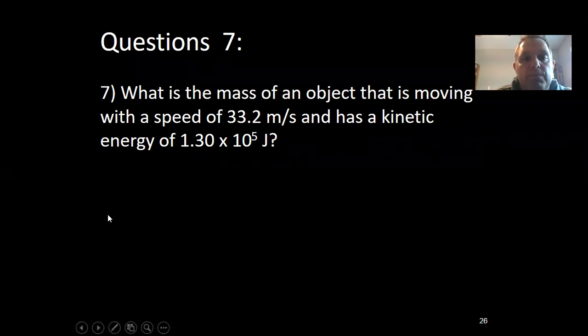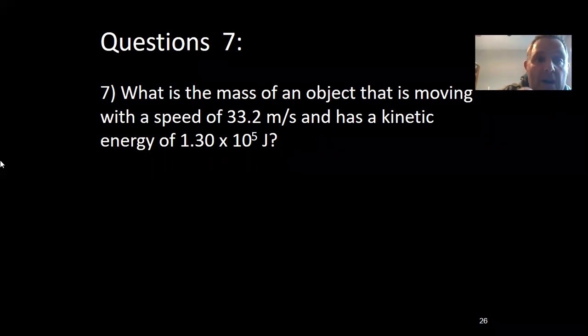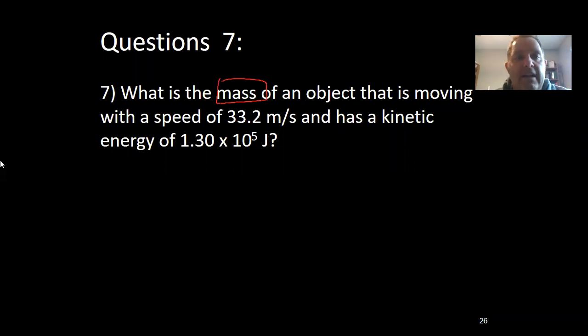Question number 7. What is the mass? Ooh, I'm going to stop right there because it tells me what I want to find. We want to find the mass of an object that is moving with a speed of 33.2 meters per second and has a kinetic energy of 1.3 times 10 to the 5th joules. Okay, so we got to know what equation to use.